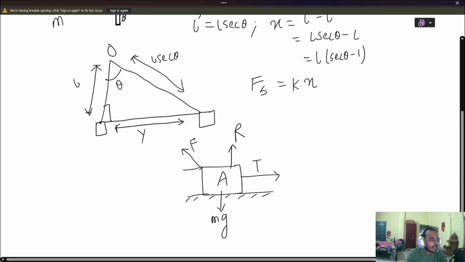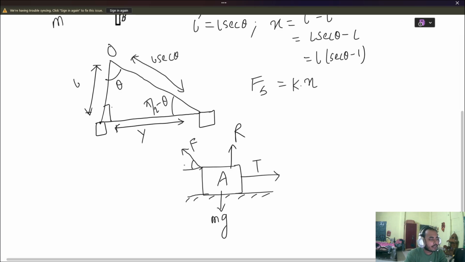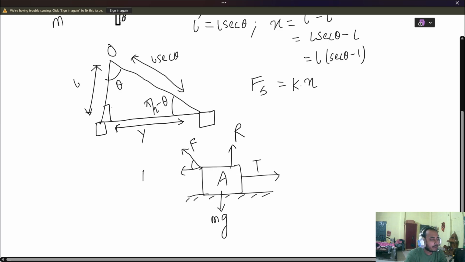Now, what is this angle? So this angle here is same as this angle, right? And if this is theta and this is 90, this must be pi by 2 minus theta, right? Because in a triangle, the sum of the angles is 180 degrees. So if this is 90 minus theta, the horizontal component simply becomes F into cosine of pi by 2 minus theta. And the vertical component is F into sine of pi by 2 minus theta.